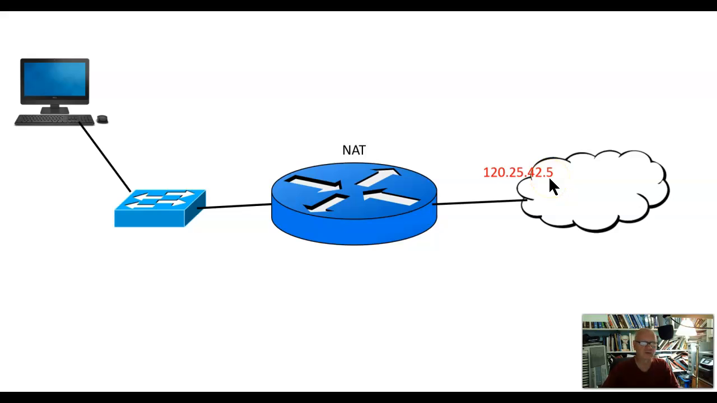Now, NAT also works in reverse. As the public address comes into the NAT device, it is translated to the private address and then sent back up to the computer. Now, if there are multiple computers on here, it also has a way to keep track of which computer it belongs to. It uses a port number to do that, but we're not going to get that in depth.